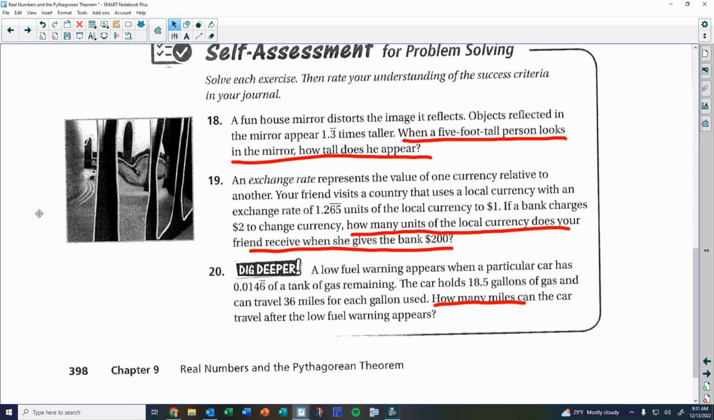All right. So 18 said a funhouse mirror distorts the image it reflects. Objects reflected in the mirror appear 1.3 repeating times taller. So when a 5-foot person looks into the mirror, how tall does he appear? Well, you know that it's got to be bigger than 5 feet, right? Because it's 1.3 times taller.